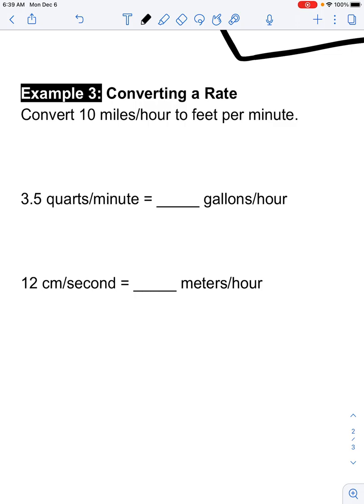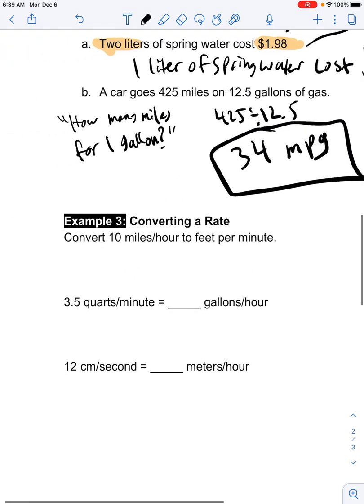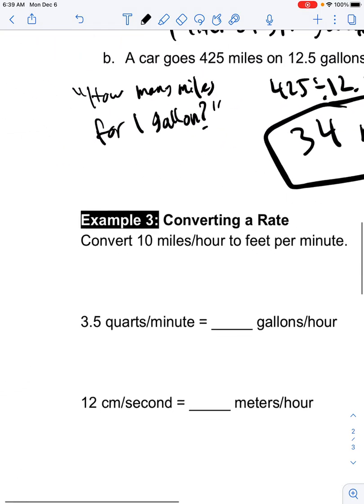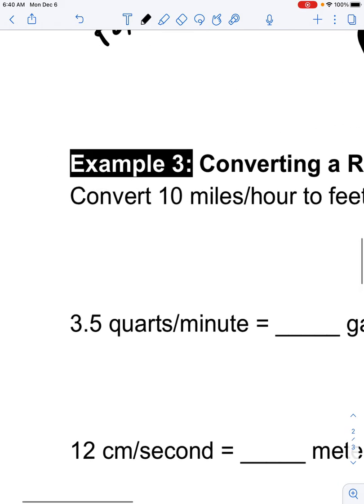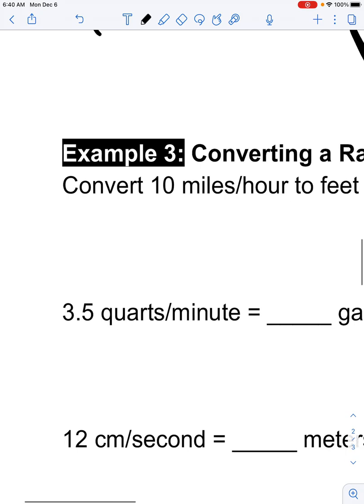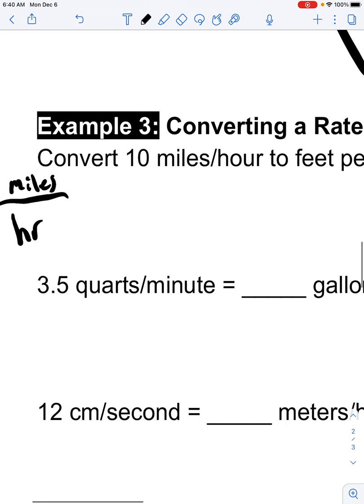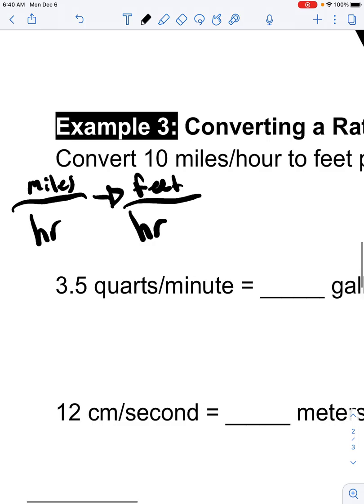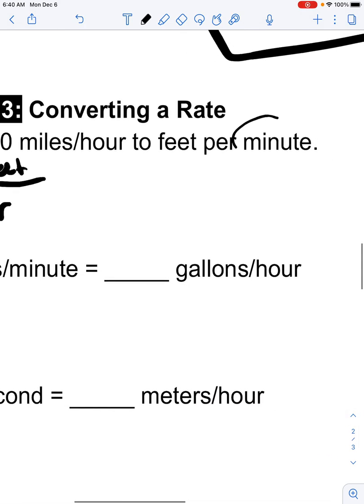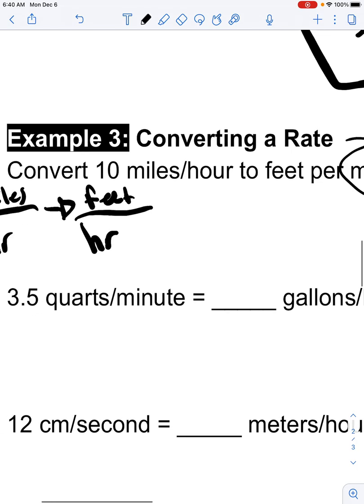Okay, let's see here. Converting a rate, so we'll start with this first one. Convert 10 miles per hour to feet per minute. We've talked about this: to start, we need to make a roadmap. So I have miles over hour. And then I know that eventually I can convert miles into feet. I know that I have that conversion. So there's feet, but I still have hours on the bottom. But I need to end up with feet per minute.